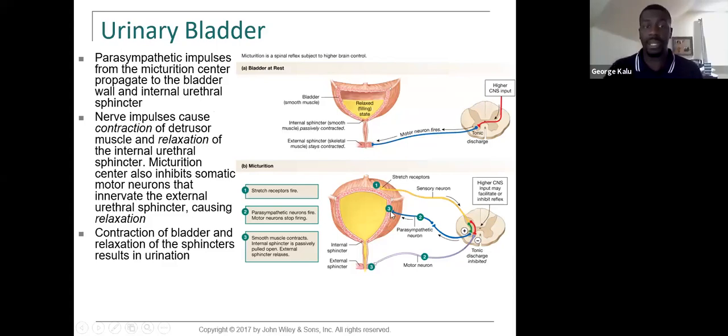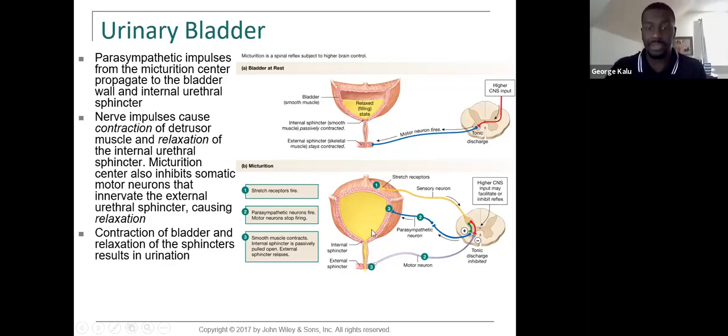These motor impulses cause the detrusor muscle to contract, causing the bladder to contract, and at the same time they cause the internal urethral sphincter to relax. That allows urine to begin to exit the bladder. Now, when we are ready to pee, we have an inhibition of the somatic motor neurons that stimulate the external urethral sphincter. When we inhibit those motor neurons, the external urethral sphincter opens as well, and that allows us to urinate.